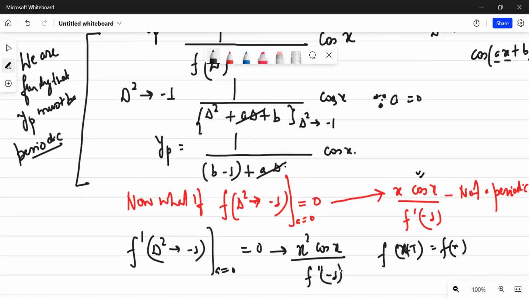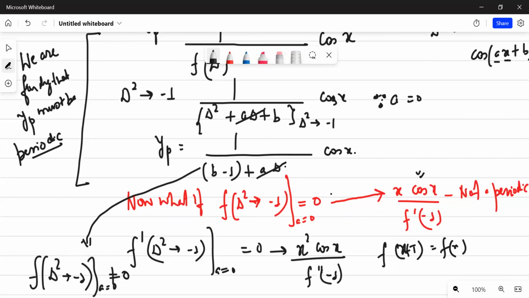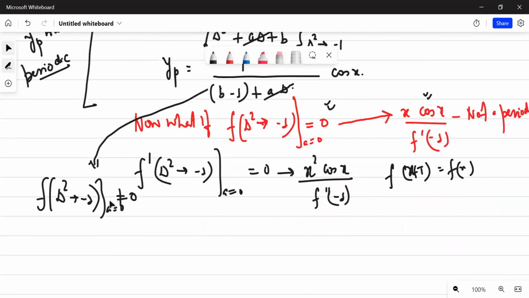So in any case, what is required? It is required that this term in the denominator should not be 0. It is required that when you are replacing D square by minus 1 in the condition a equal to 0, this entire thing should be non-zero. Because if it is 0, then I will have to resort to these cases, where x is being multiplied with the cosine of x and it will not let it remain periodic. So now understand, if this is non-zero, what does it imply? It implies b certainly has to be not equal to 1.